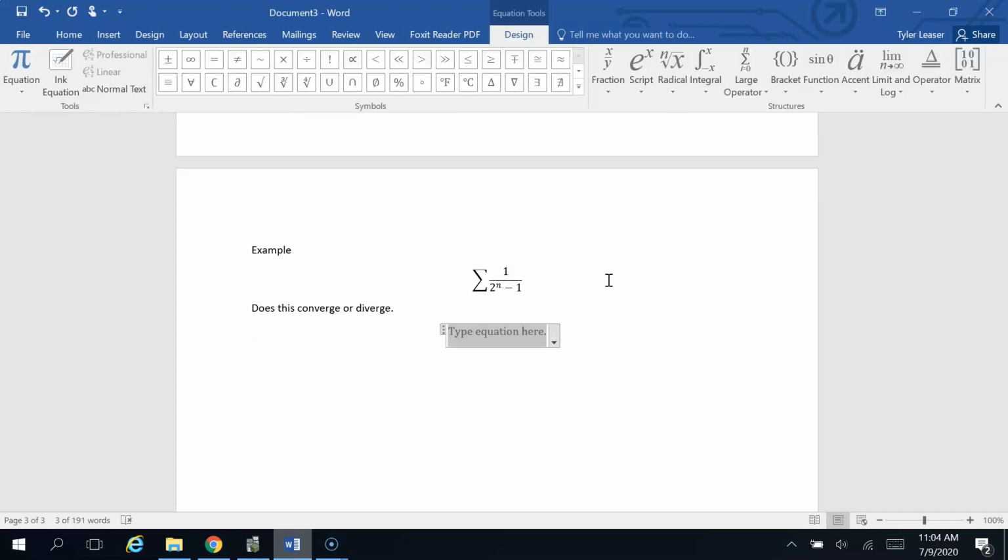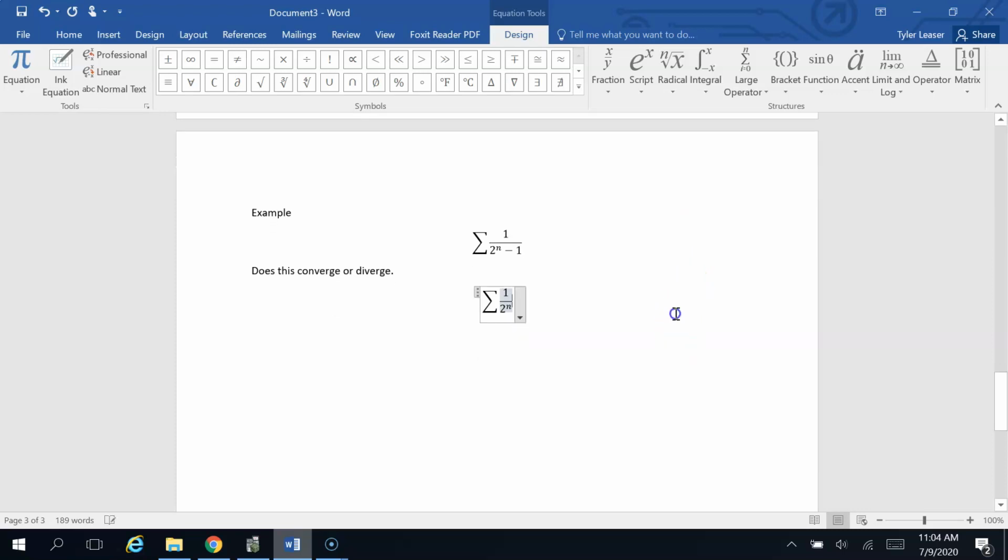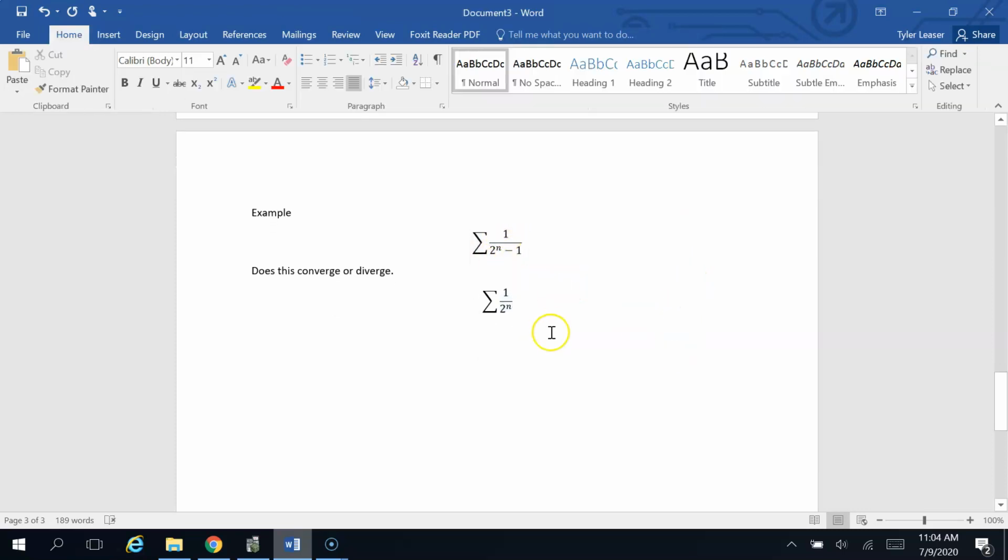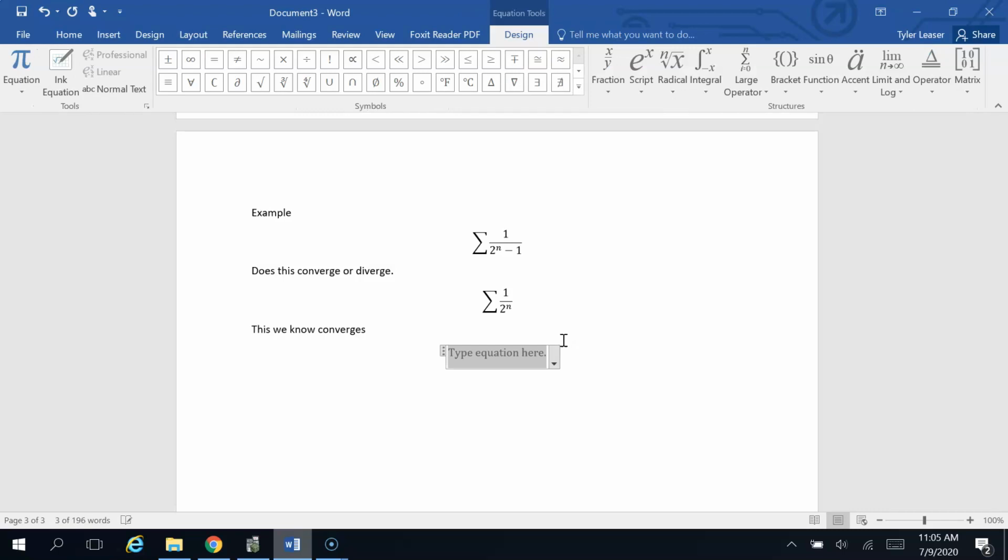For this one, we're going to use something that behaves very similar to that. That's going to be that geometric series 1 over 2 to the n. Again, remember that negative 1 isn't really going to do anything once my n gets bigger and bigger. This we know converges. It converges because it's a geometric series where the r value is less than 1. So now let's do the comparison.